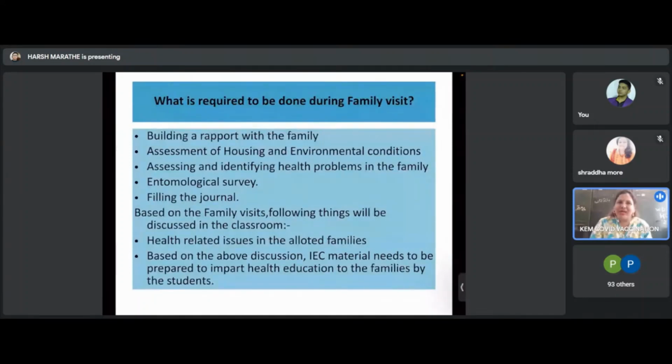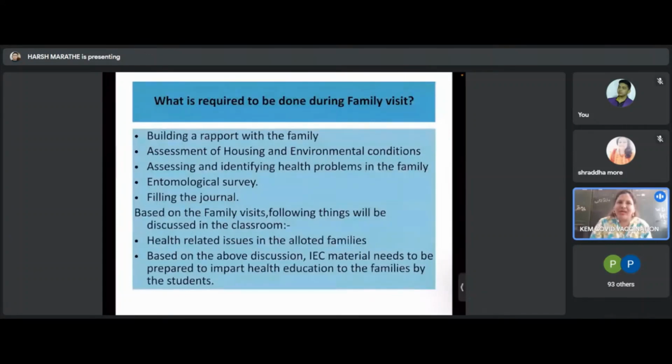So there are 3 family visits, and you have to see the other points like assessment of housing and environmental conditions, assessing and identifying the health problems in the family, the entomological survey, and filling the journal. So these are all the important points which you are supposed to do when you are actually doing the family visit.